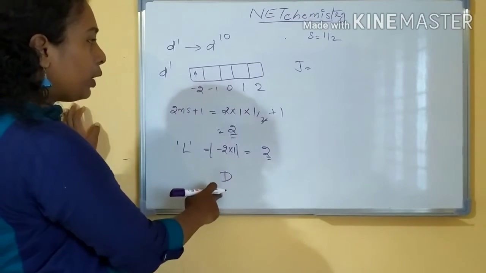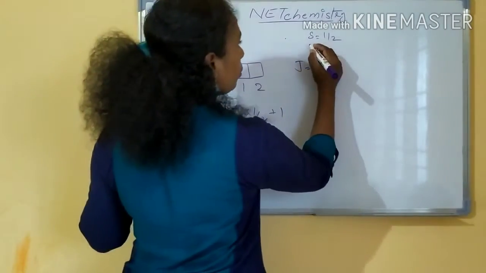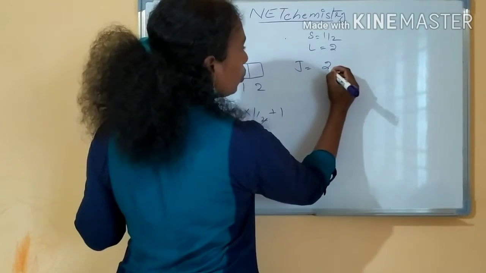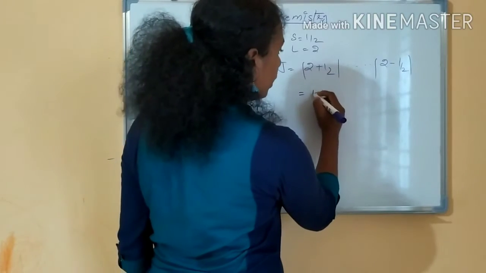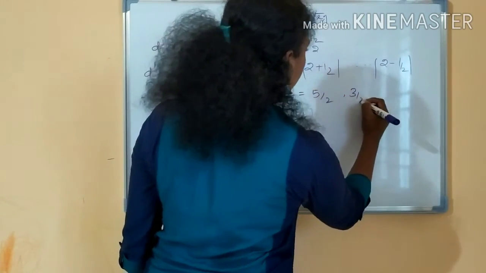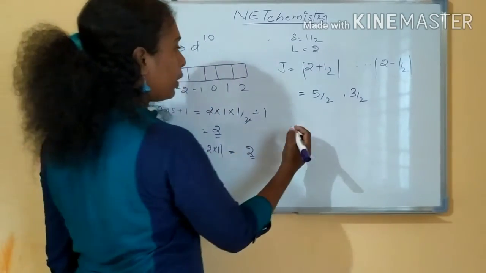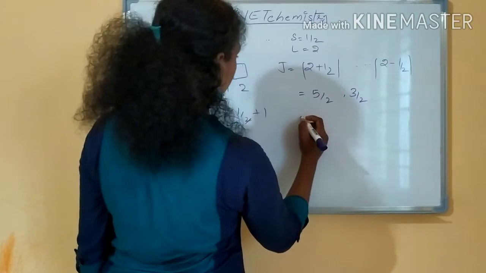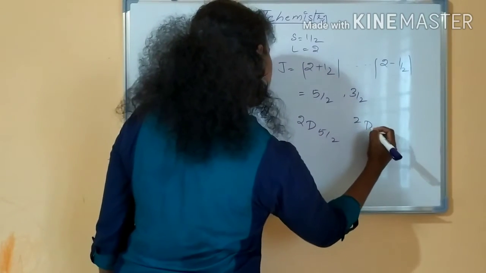And what is the J value? What is the L value? L value is equal to 2. So 2 plus 1 by 2 is 5 by 2, right? 2 minus 1 by 2 is equal to 3 by 2, right? So two values you have got, 5 by 2 and 3 by 2, for J value. I am writing, okay: 2D 5 by 2 and 2D 3 by 2.